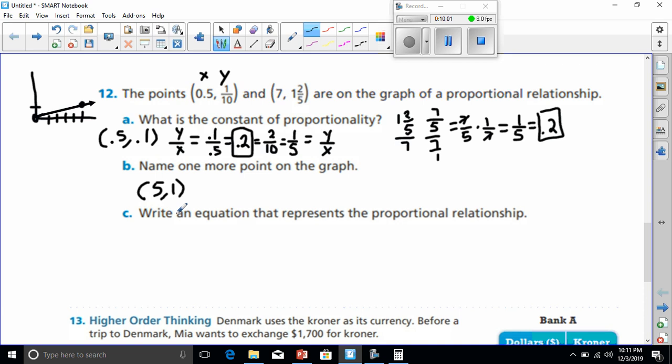Let's see, over here we got write an equation that represents the proportional relationship. Remember, the equation we always use is y equals kx. And k is always equal to y over x, which means we can write the equation y is equal to 0.2x.